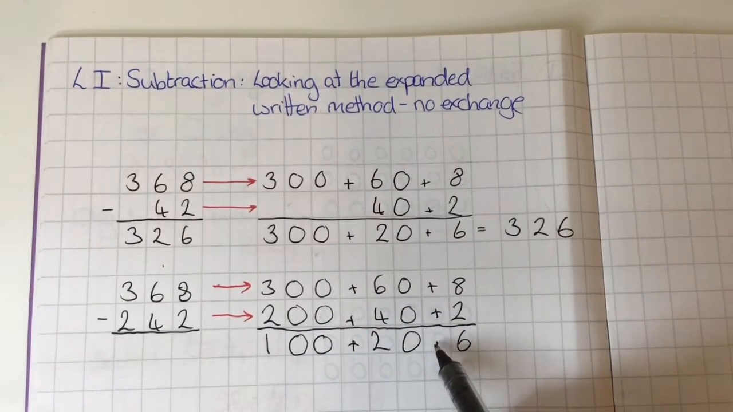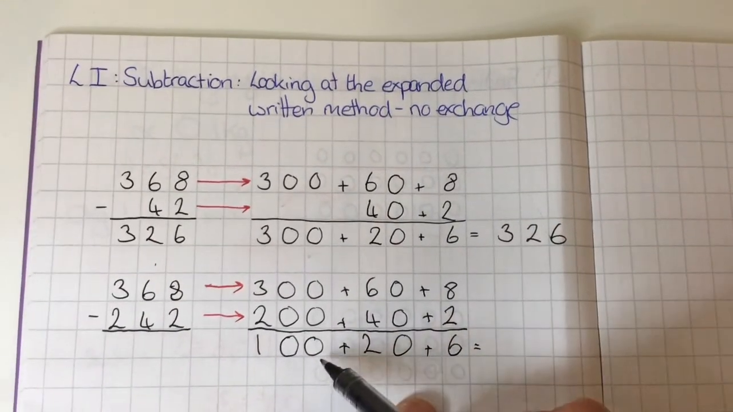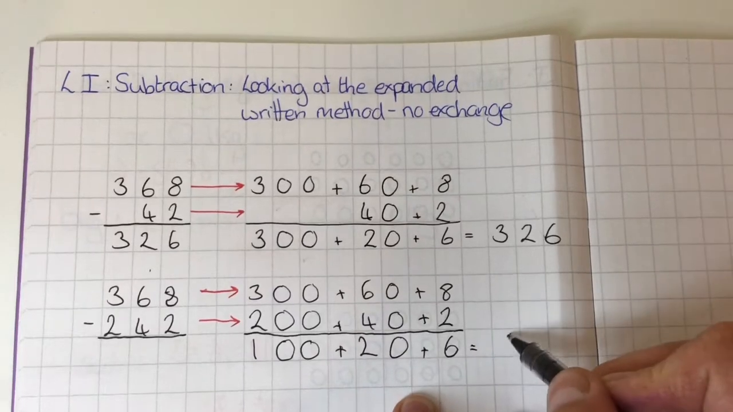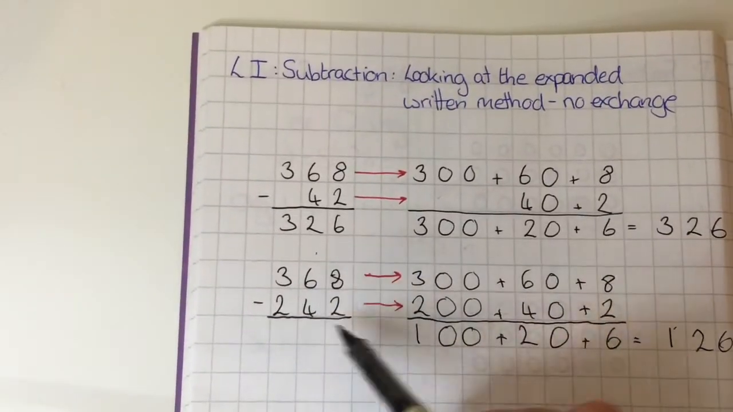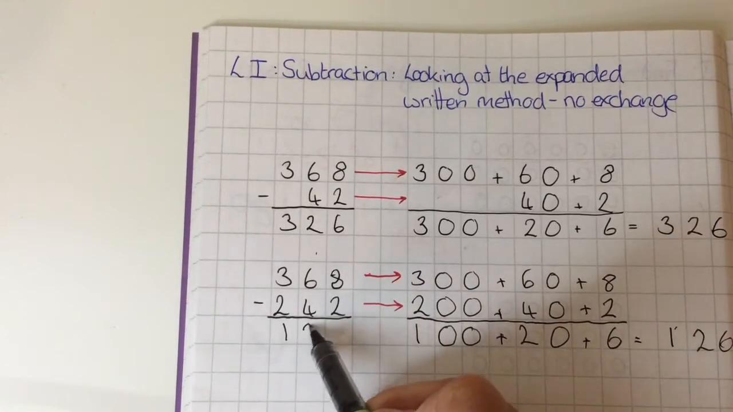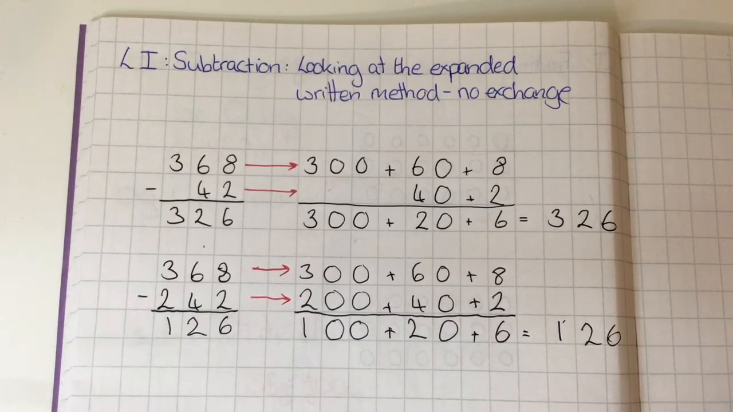Don't forget we've got to add this all back together again because it shows the overall value of the number. 100 plus 20 plus 6 is 126. If you were doing this calculation normally, you would end up with 126. This is the expanded written method.